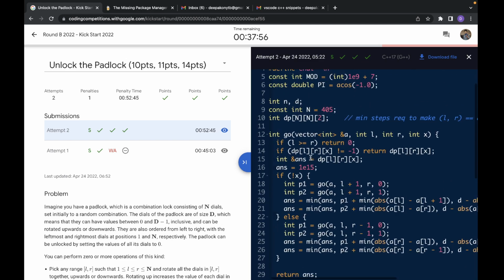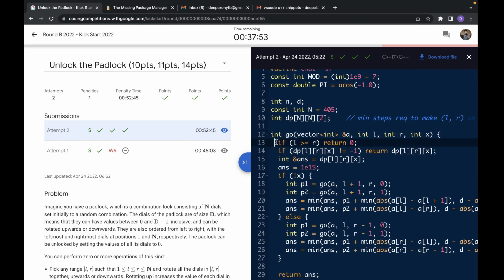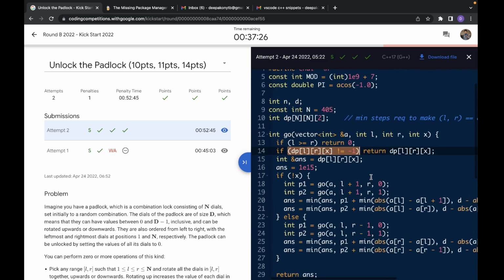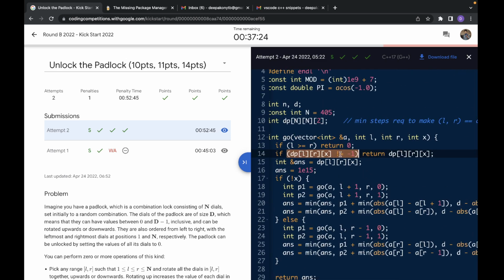So how is my recursive function working? When your L is greater than or equal to R, this is my base case, when you have one or no element in your range. Since you have only one element and this number is always equal to itself, you do no steps to make it equal to itself. Otherwise, you check in your DP that if it is not -1, initially I set it to -1, it means this state was already computed. So you return the state.